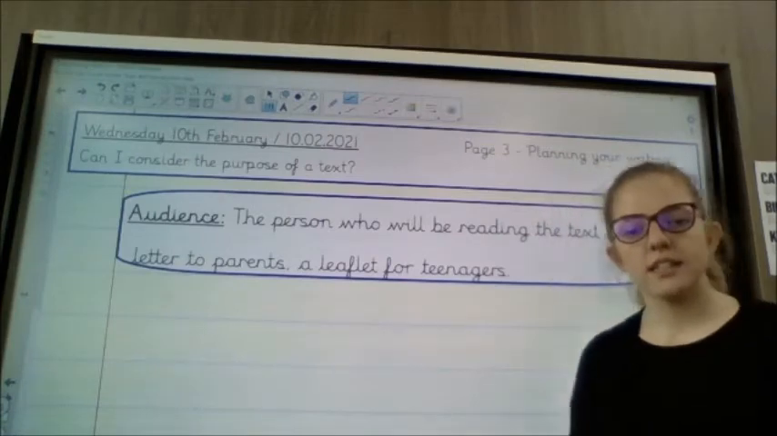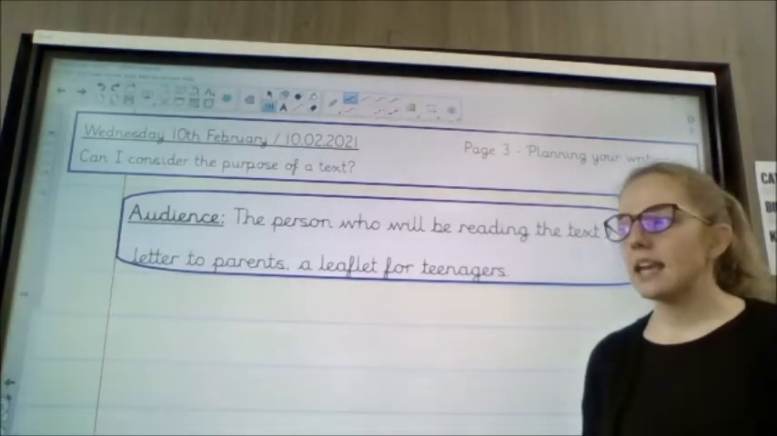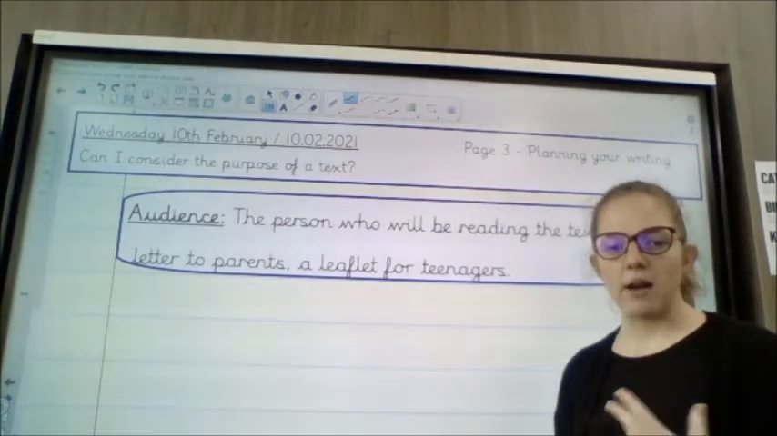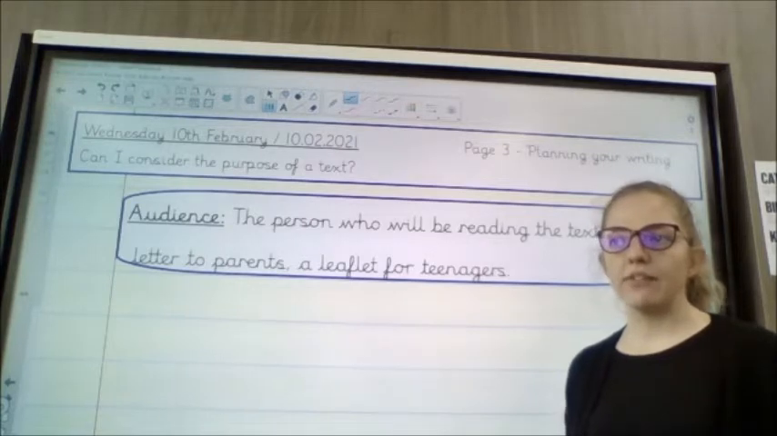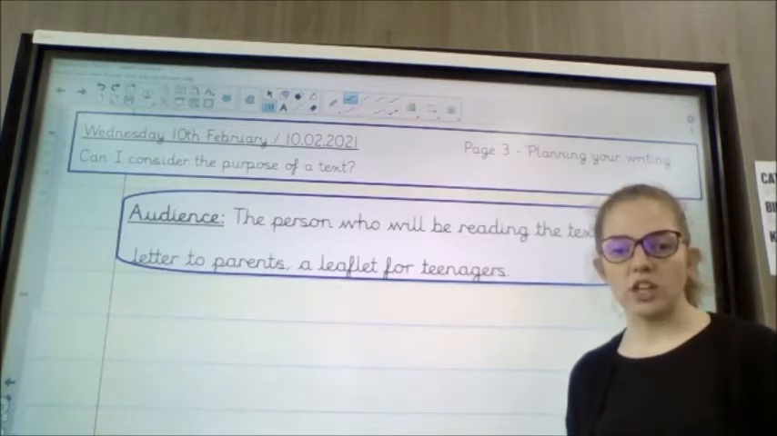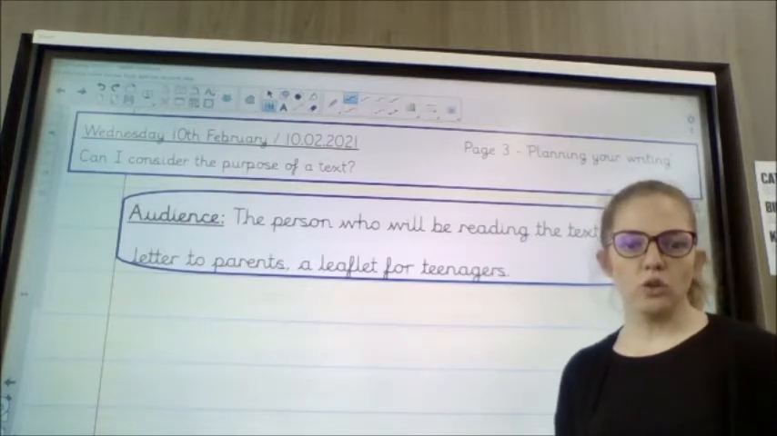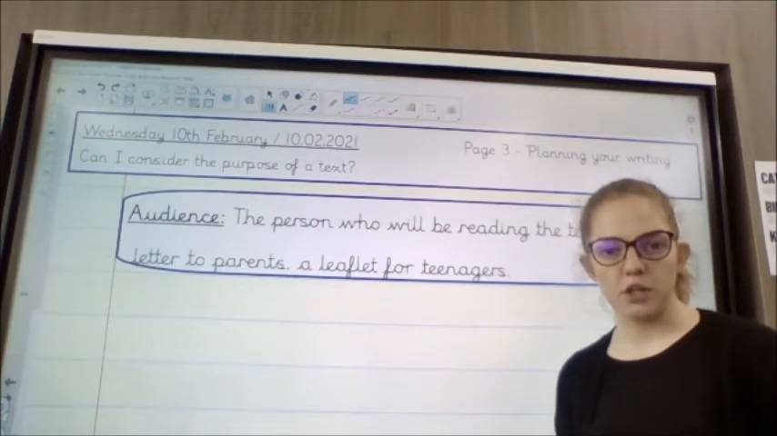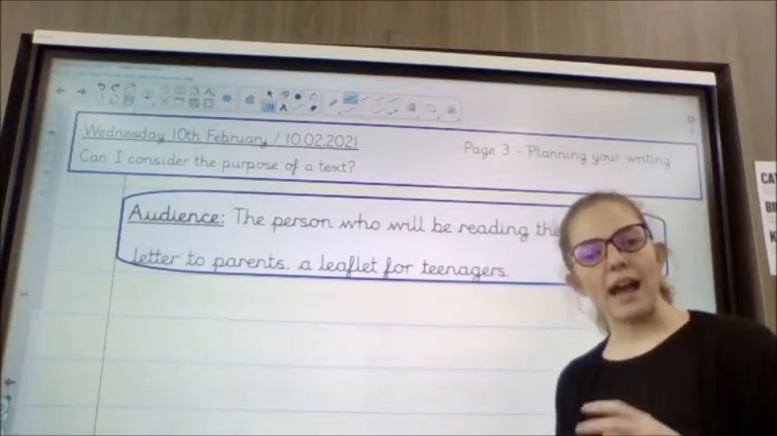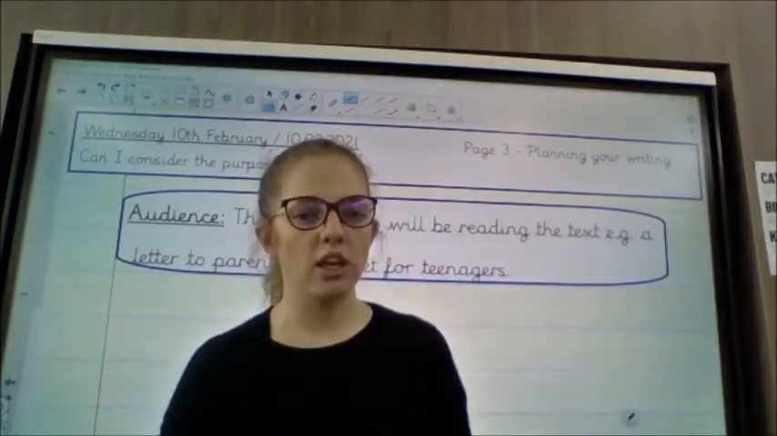Now, your audience is the person who will be reading the text. So it might be that you're writing a letter to parents about a school fair. It might be that you're writing a leaflet for teenagers on road safety. It could be that you're writing a recipe for one of the children in reception. So think about how you would have to change the style that you write for the audience that you have.